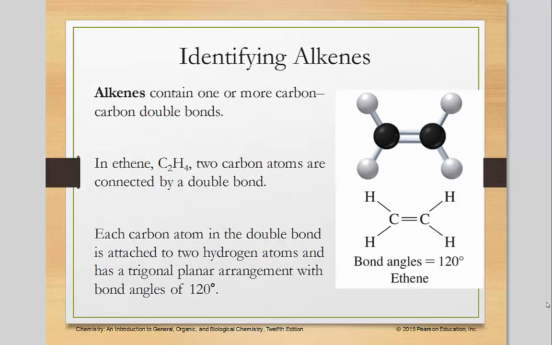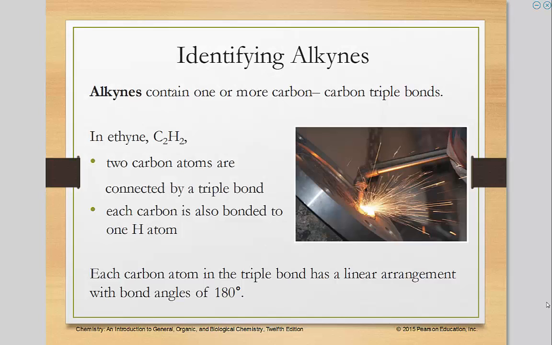So alkenes have one or more double bonds. They're 120 degrees between the atoms. Remember the tetrahedral, when there was all single bonds, was 109 degrees between the atoms. Alkynes have one or more triple bonds. They actually have 180 degrees. It's a straight line between the atoms.